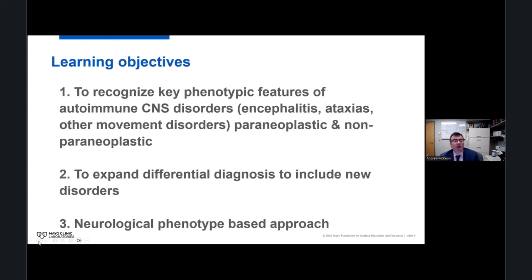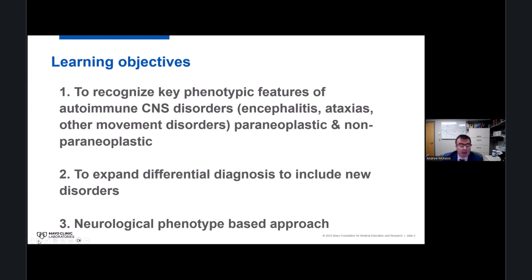So the learning objectives are to recognize the key phenotypic or clinical features of autoimmune CNS disorders, and how one might have a higher index of suspicion for one of these diseases, to expand the differential diagnosis to include some new disorders, particularly non-paraneoplastic disorders, and incorporating those into our paraneoplastic testing, but starting at the bedside with the patient rather than the cause. So starting with how the patient presents neurologically rather than the cause of paraneoplastic.